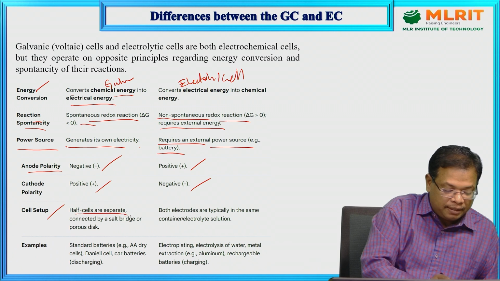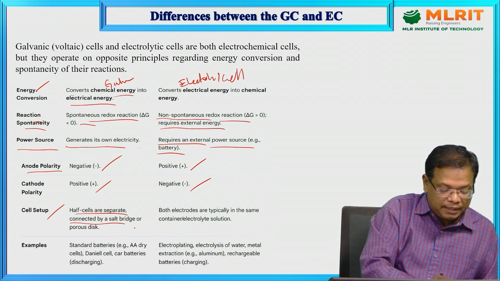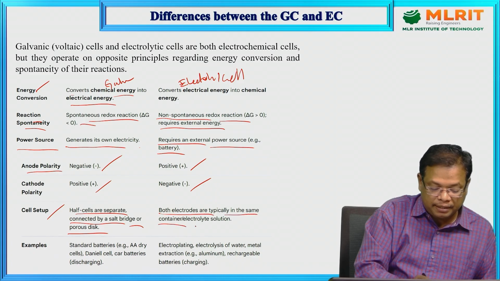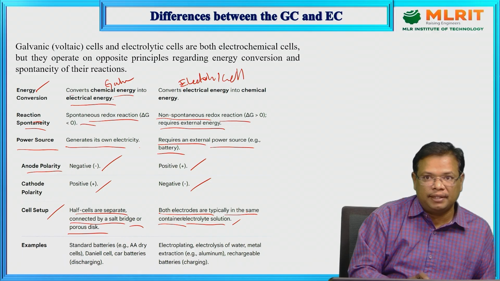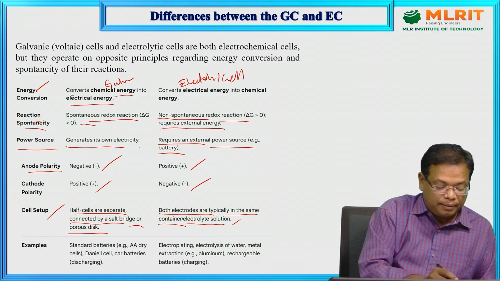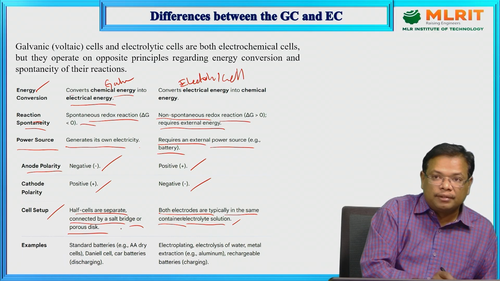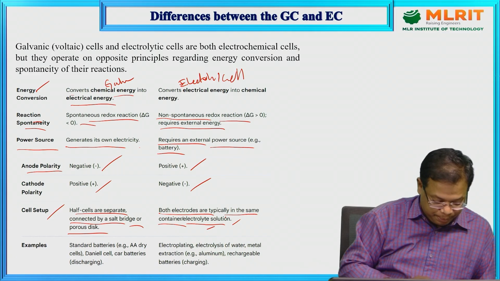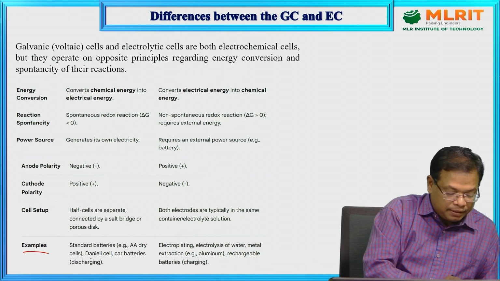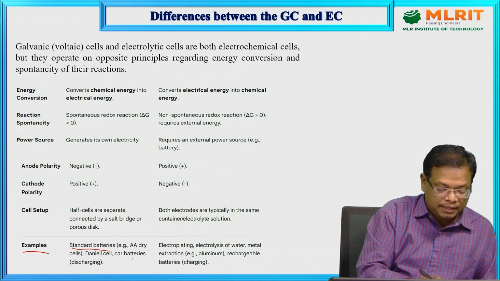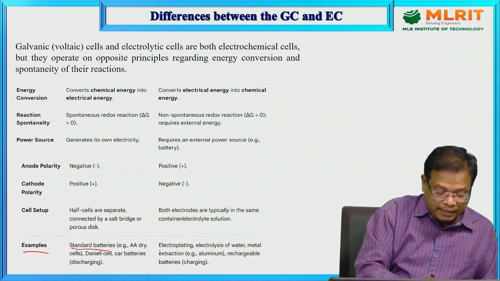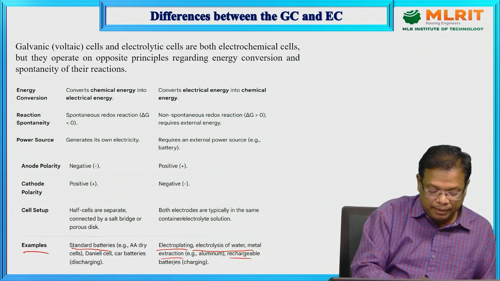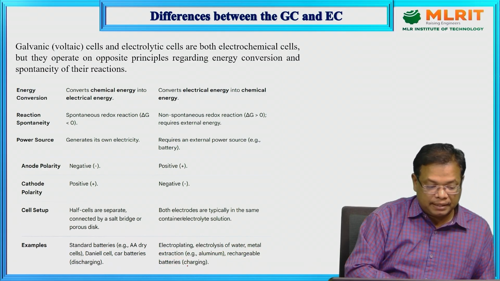Cell setup. In galvanic cells, half cells are separate, connected by a salt bridge or porous disc. In electrolytic cells, both electrodes are typically in the same container or same electrolyte solution. This is the major difference between the electrolytic cell and the galvanic cell. In the galvanic cell, the two electrodes are separated by a salt bridge, and in the electrolytic cell there is no separation. Examples: for galvanic cells, standard batteries. For electrolytic cells, electroplating, electrolysis of water, metal extraction, and rechargeable batteries. These are the basic things.